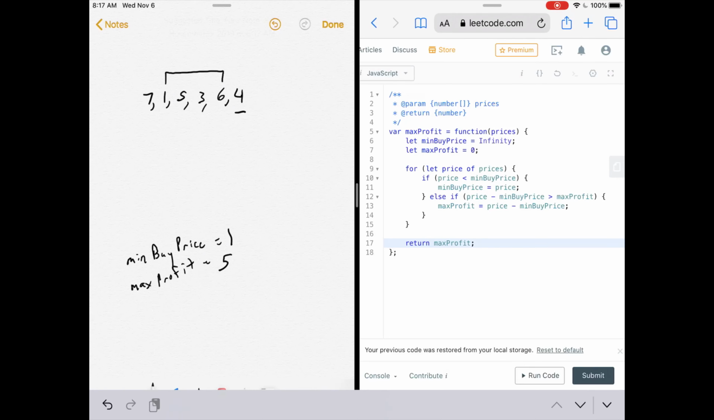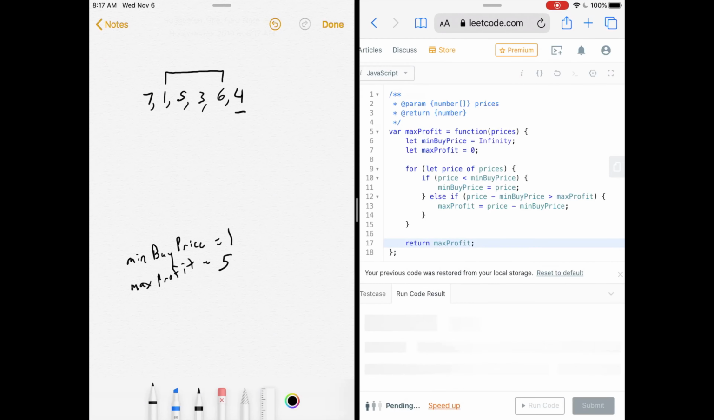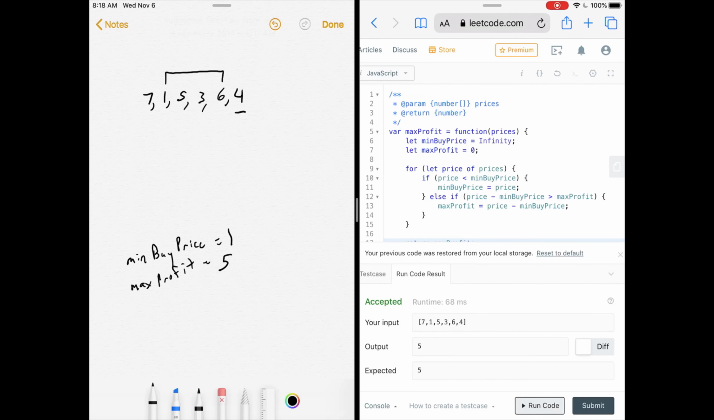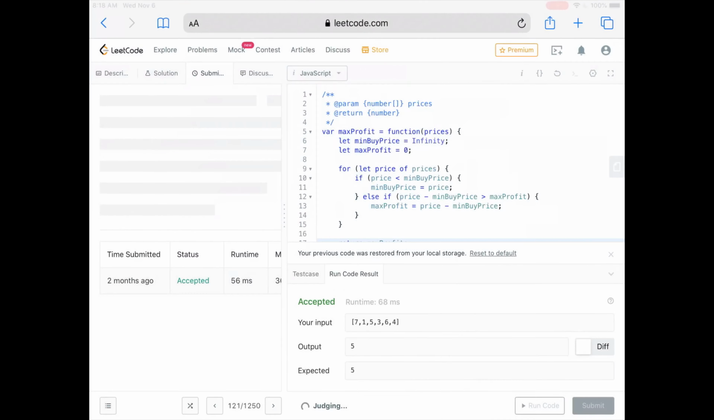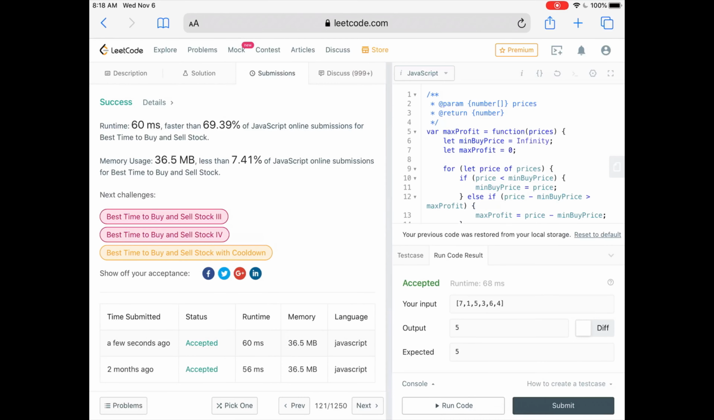All right, let's see how we did. Looks good. Let's submit it. All right, so our solution was faster than about 69% of other JavaScript submissions.